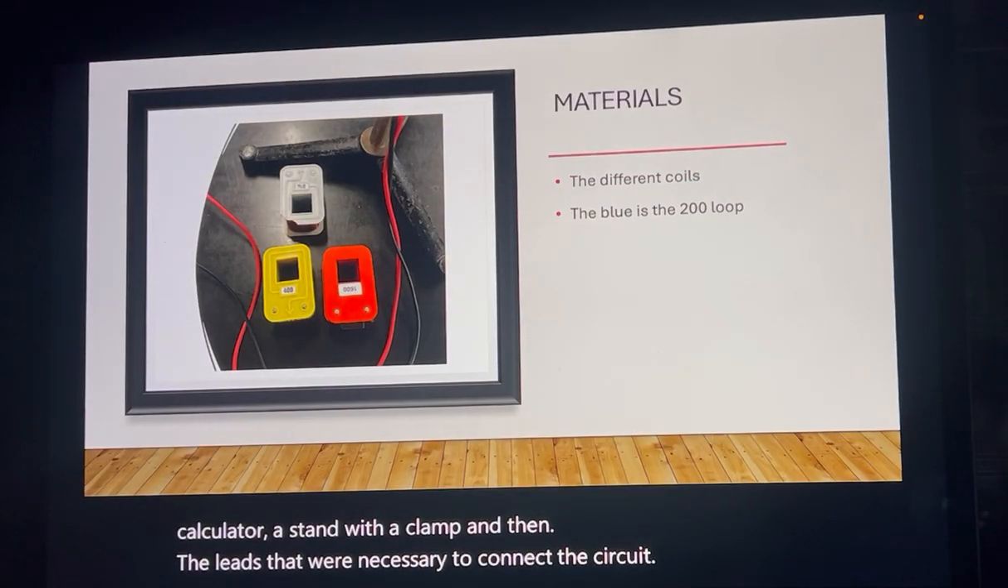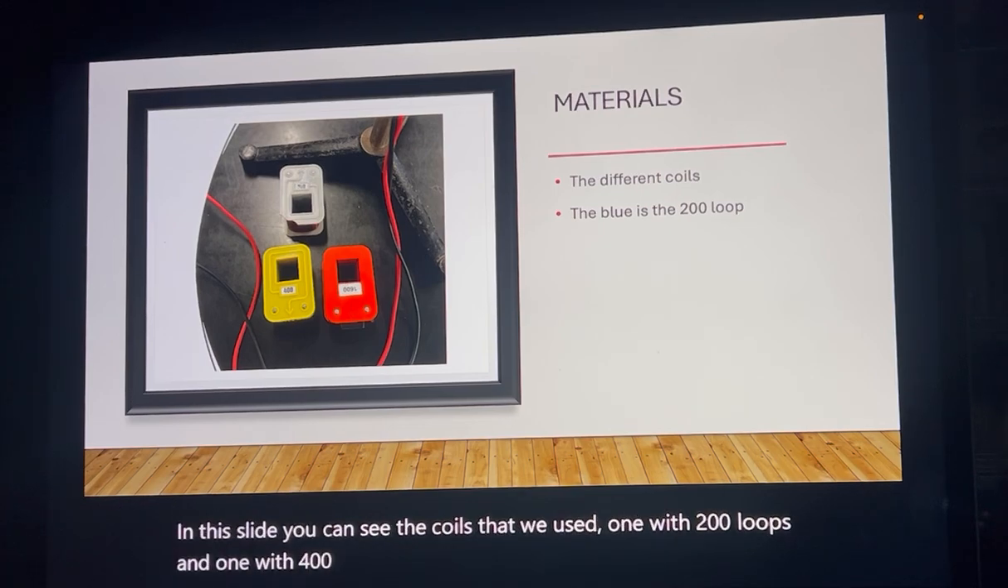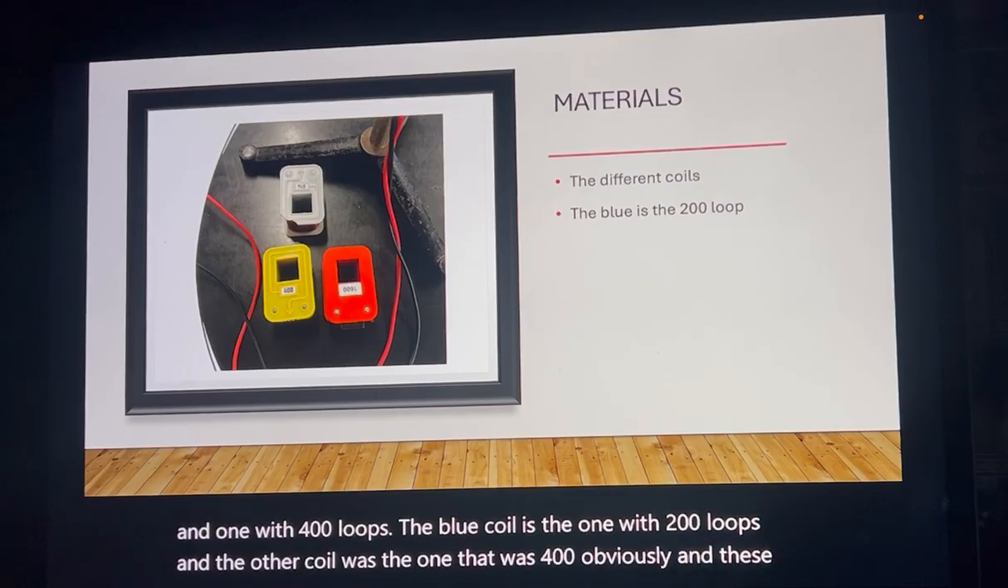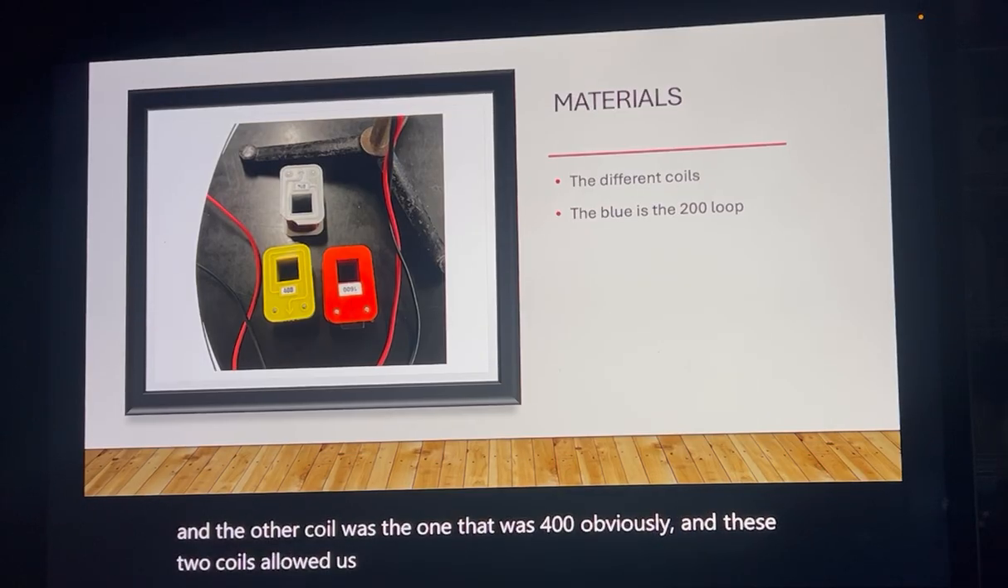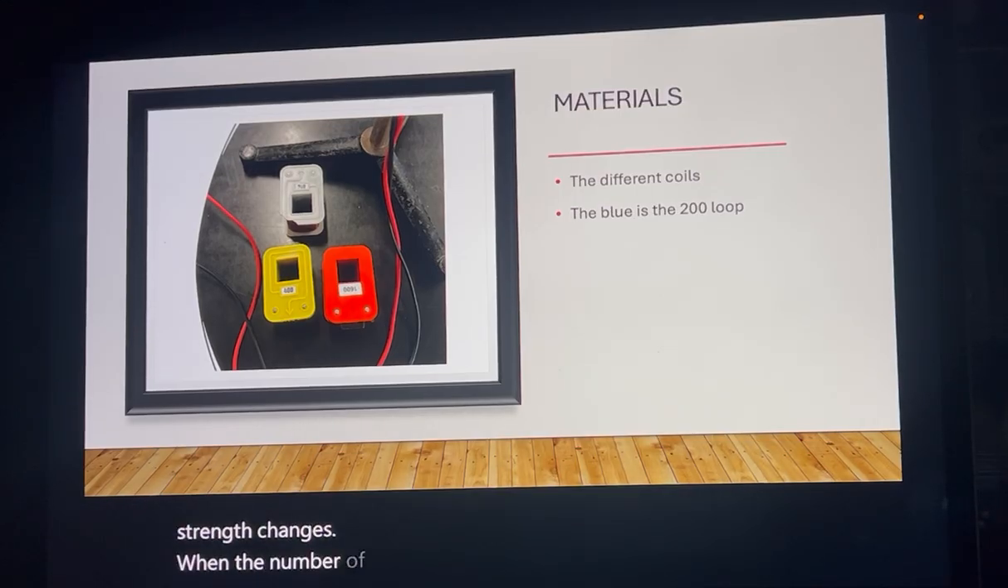In this slide, you can see the coils that we used, one with 200 loops and one with 400 loops. The blue coil is the one with 200 loops, and the other coil was the one that was 400, obviously. And these two coils allowed us to directly compare how magnetic field strength changes when the number of turns is doubled.